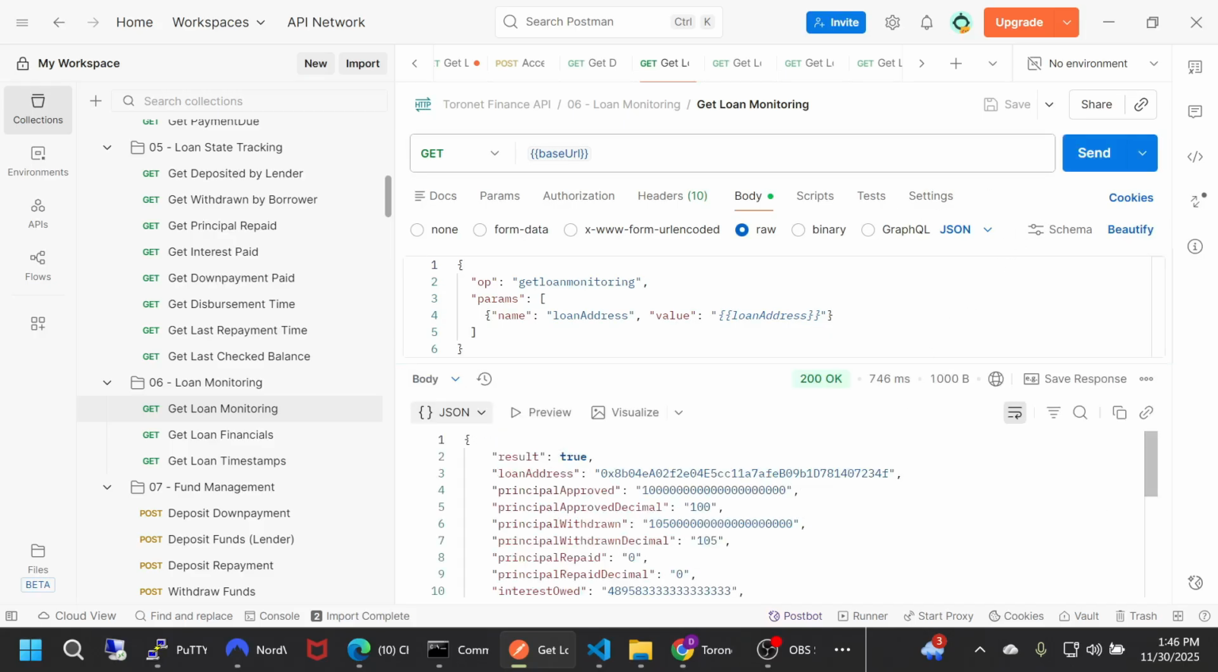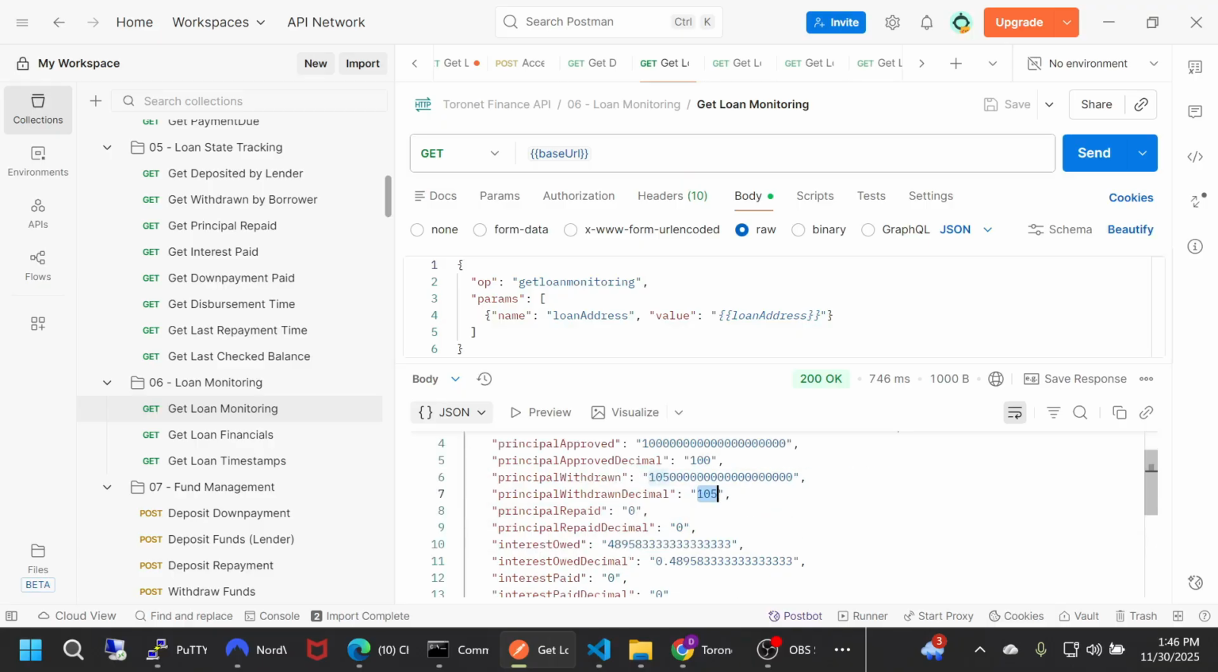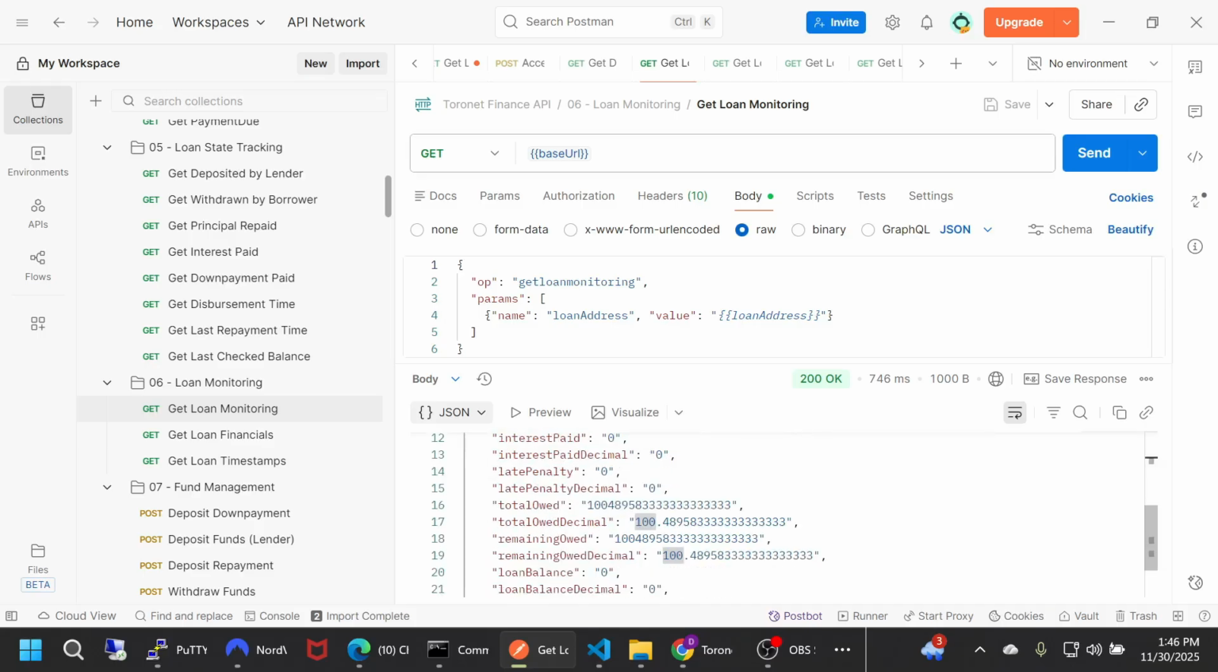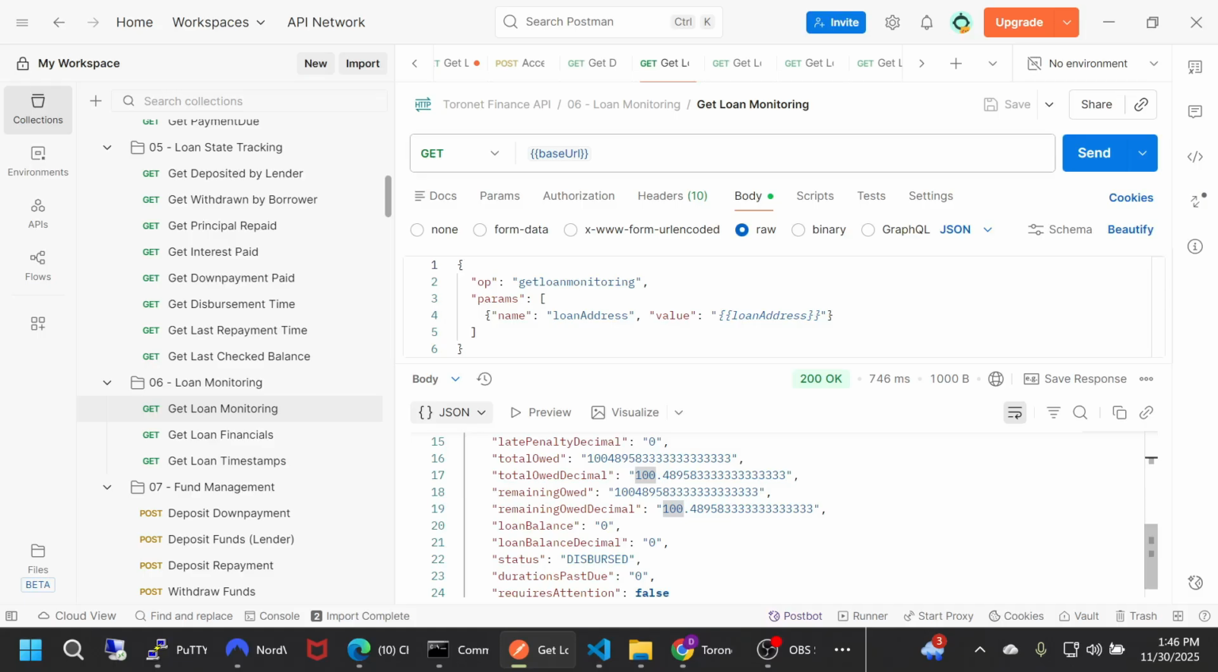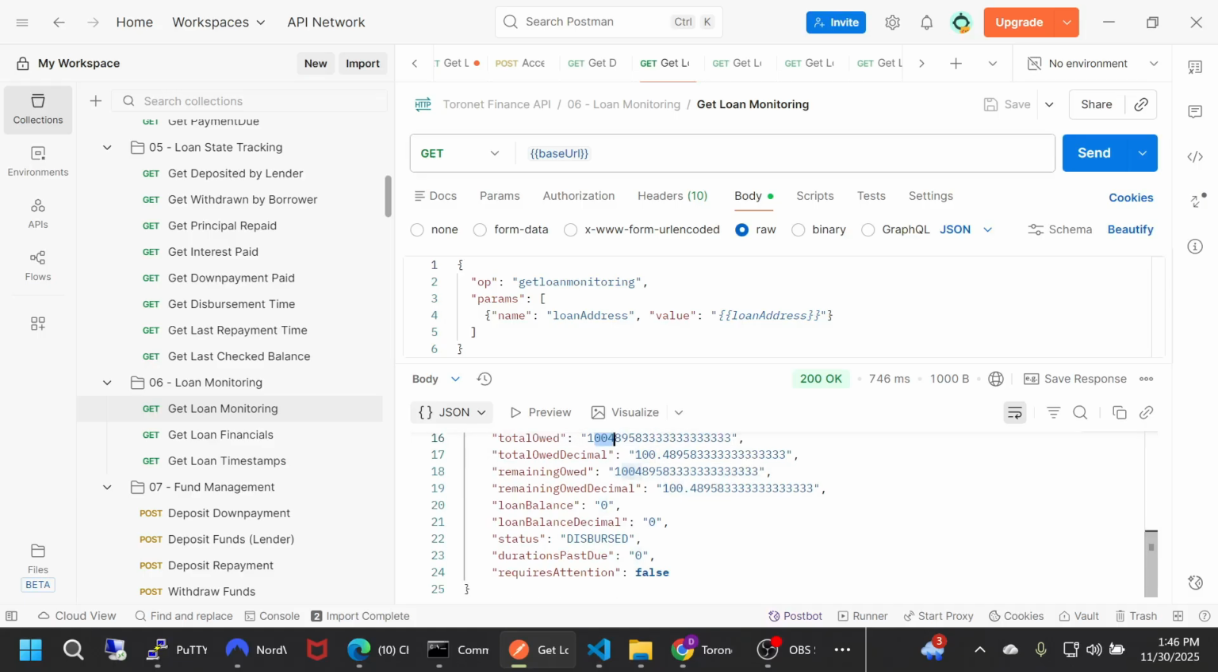All right, so here's the loan address. The principal is 100. Total withdrawn is 105, but that includes down payment, but actual principal is 100. Total owed now, including interest, is this amount. Status is disbursed. Now let's look at the timestamps.